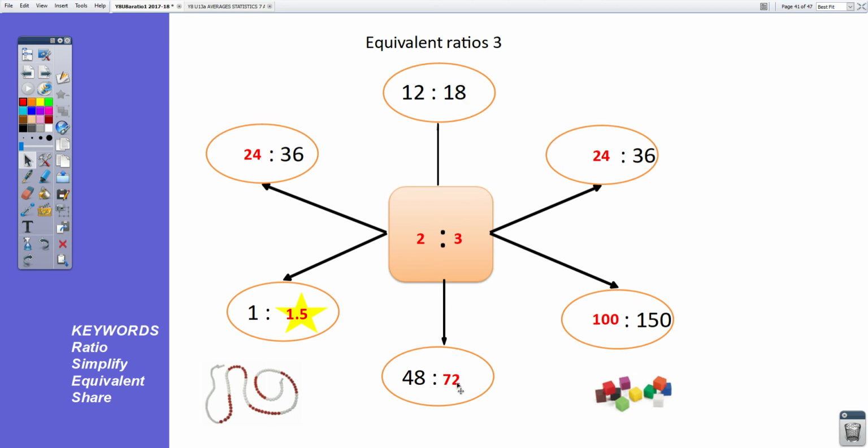24 times 2 is 48, so 36 times 2 is 72. Here we've had to halve 2 to get 1, so we halve 2 to get 1.5, and the final one, 2 times 50 is 100, 3 times 50 is 150. Okay, so if you just play with different ones, it's not so difficult. But if you just use 12 to 18 all the time, to go from 12 to 18 to 100 to 150 is quite difficult unless you go through 2 to 3.